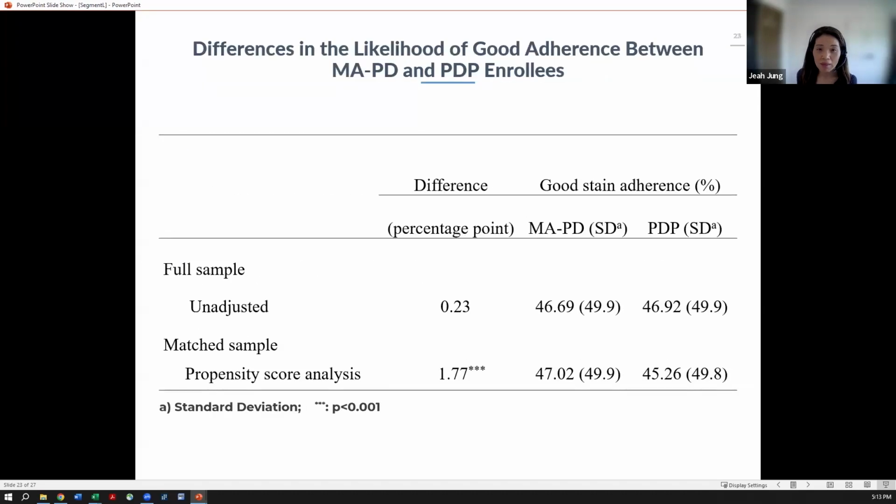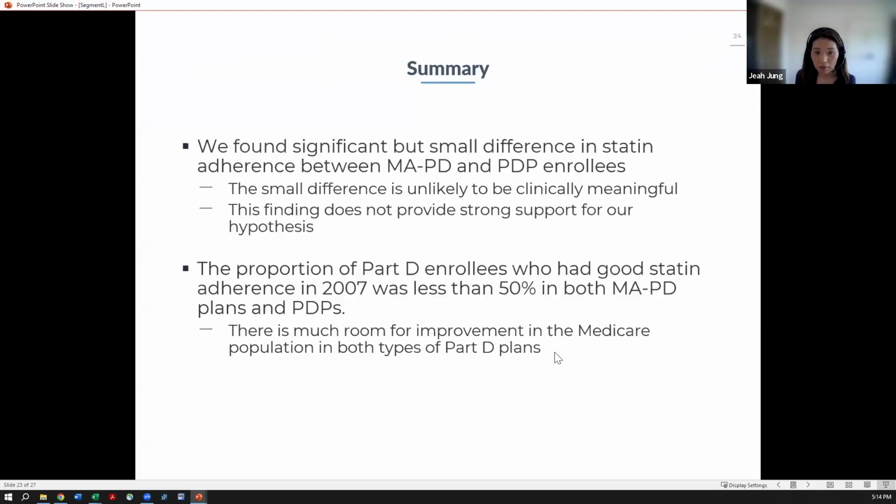What does that mean? Now, the second outcome is the percent of beneficiaries with good adherence, NPR greater than 80. In the unadjusted sample, it's about 46% or 47%. It's almost the same between these two groups. In the matched sample, it's slightly higher in MAPD, 47%, and PDPs is 45%. Again, this is a maximum 2 percentage point difference, and statistically significant.